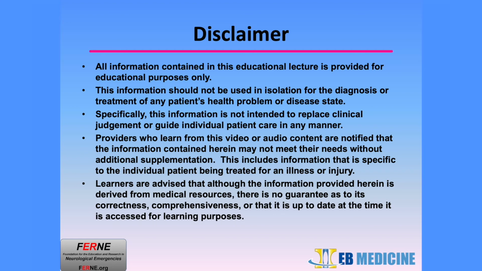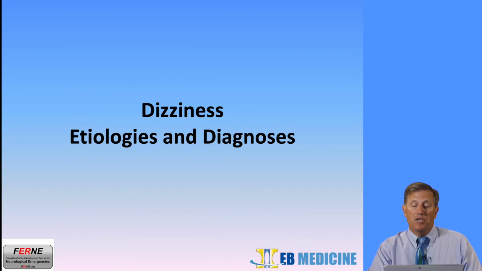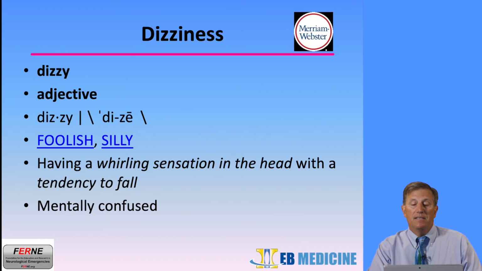In general, this information is intended to augment and not replace the clinical judgment that guides the management of any individual patient. Our dizziness etiologies and diagnoses. Dizziness, as defined by Merriam-Webster, is an adjective meaning foolish or silly, but from a medical sense it is having a whirling sensation in the head with a tendency to fall. It also can suggest being mentally confused.